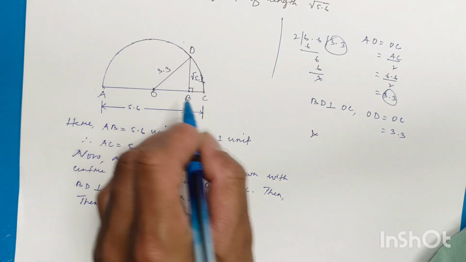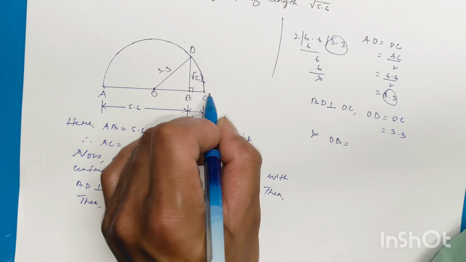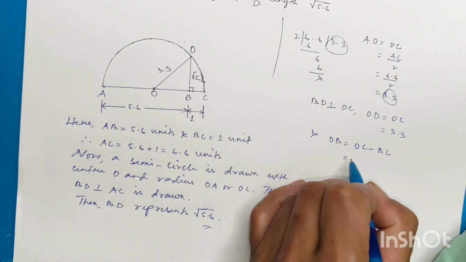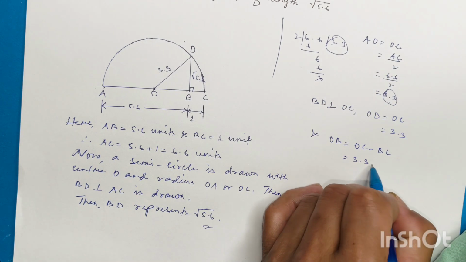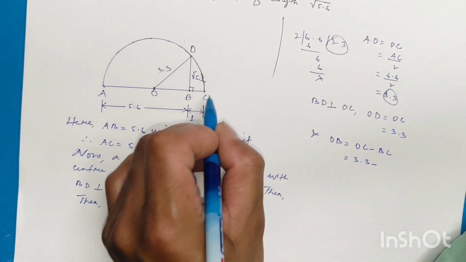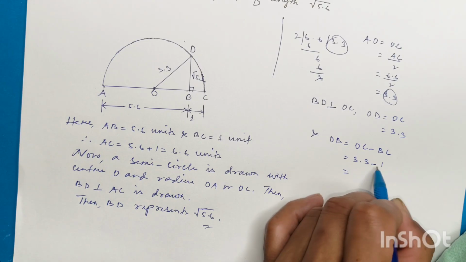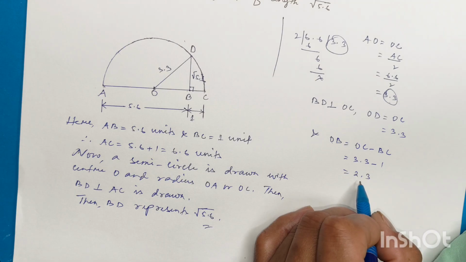And let's find OB. OB is equal to what? OC minus BC. OC equal to 3.3, minus BC. BC equal to what? 1. Then 3.3 minus 1 is 2.3. So OB equal to how much? 2.3.